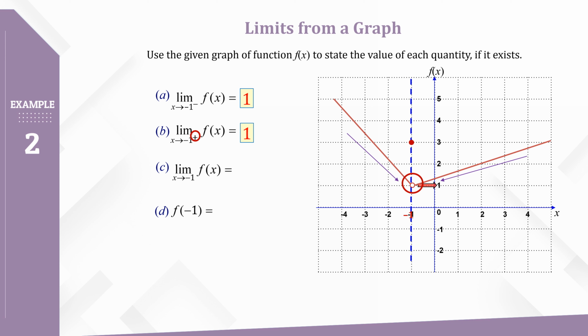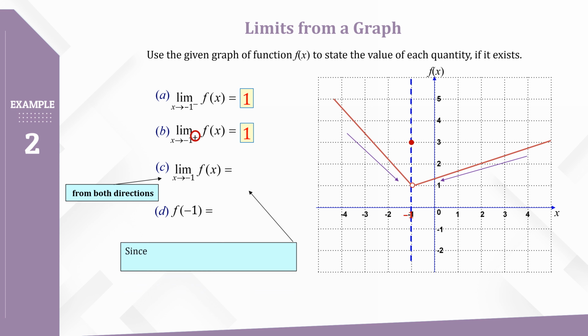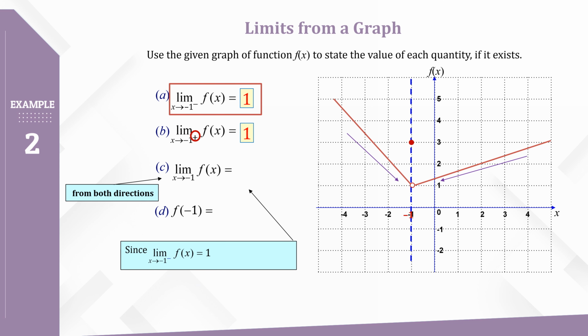For C, again, if we do not see any sign with x value, then this is a regular both-sided limit. Since the limit value from the left is 1, and the value from the right side is 1 as well, we are approaching the same value from both the left and right. Therefore, the limit is 1.